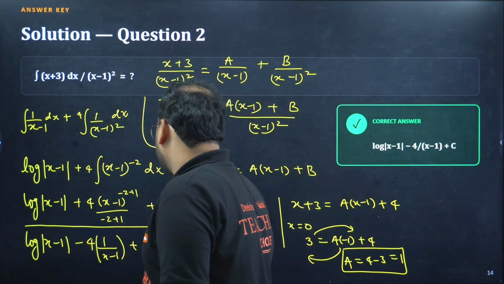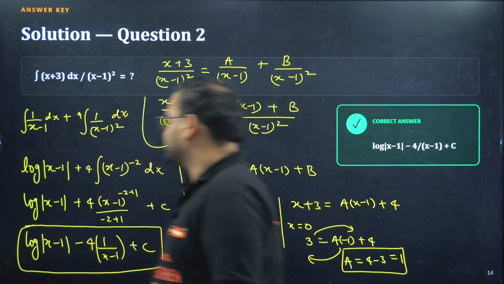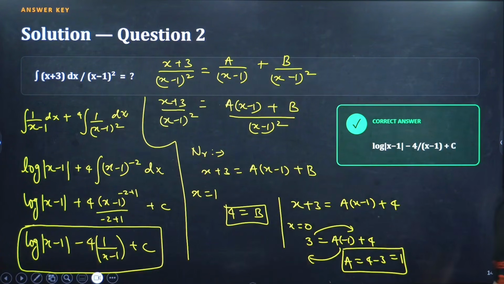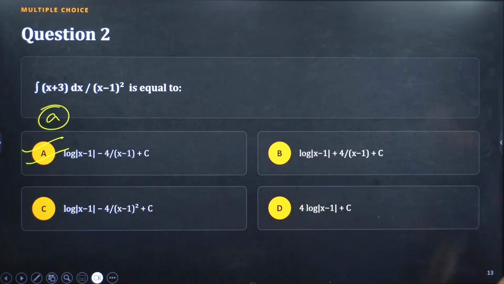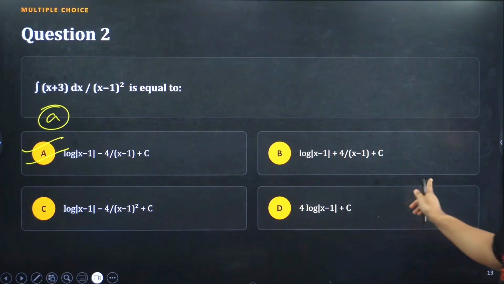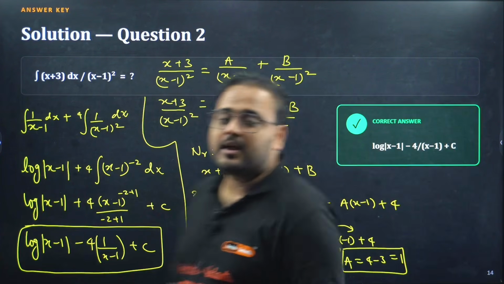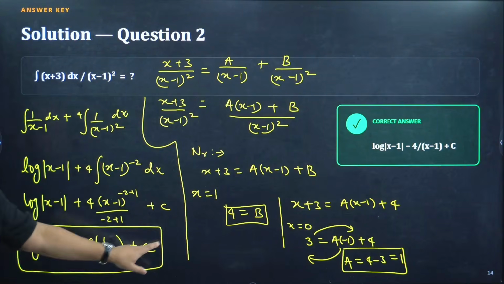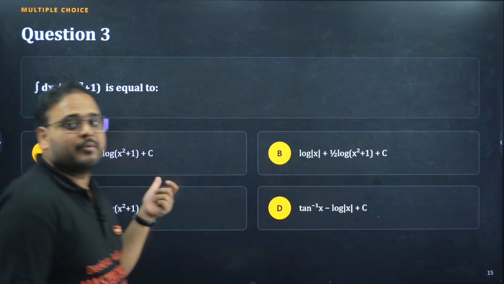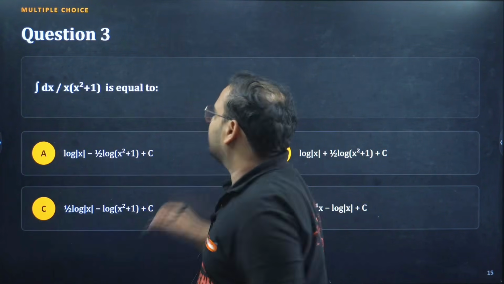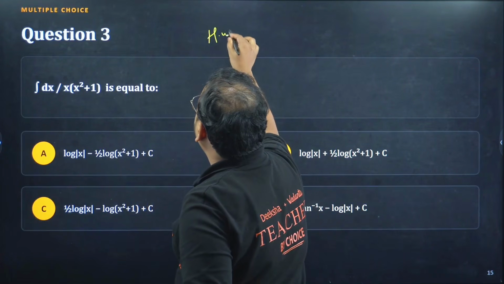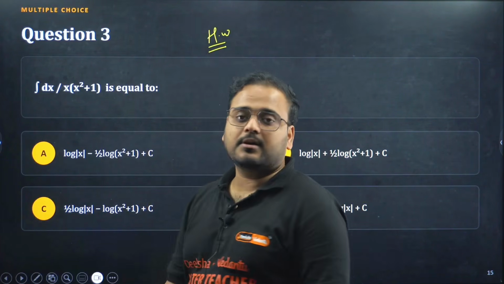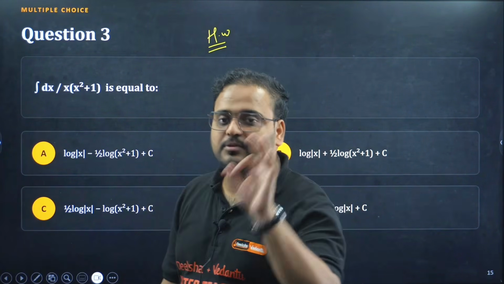This is your answer. Clear or not? Have a look. This is very important for all of you, so do prepare them well. Now, 2 questions I've solved, and this one will be your homework. You have to give me the answer in the comment section. Question number 3, what is the answer?